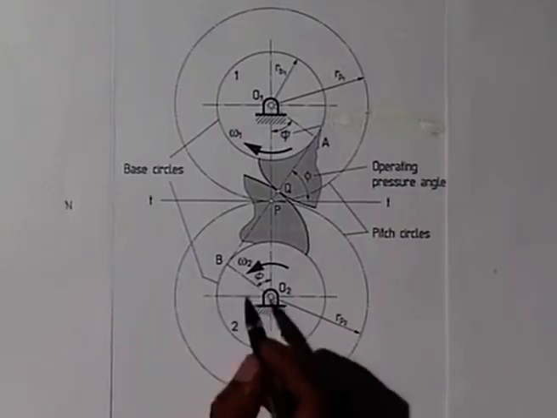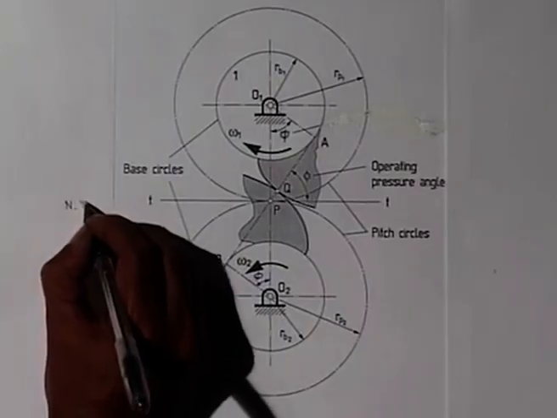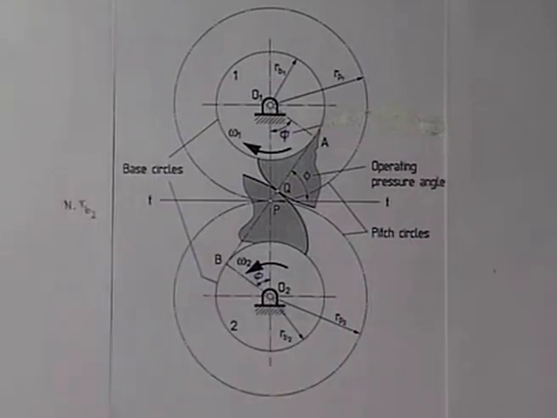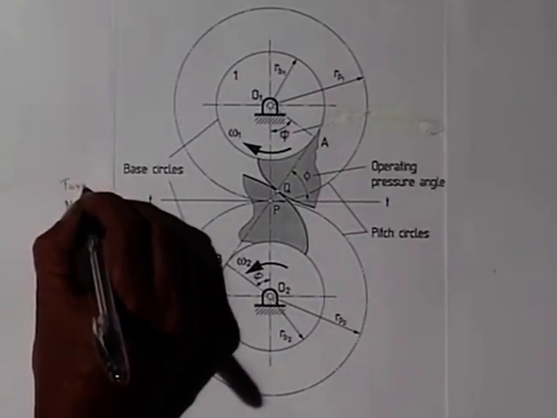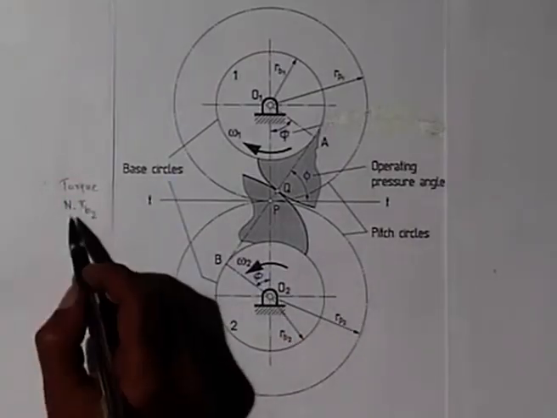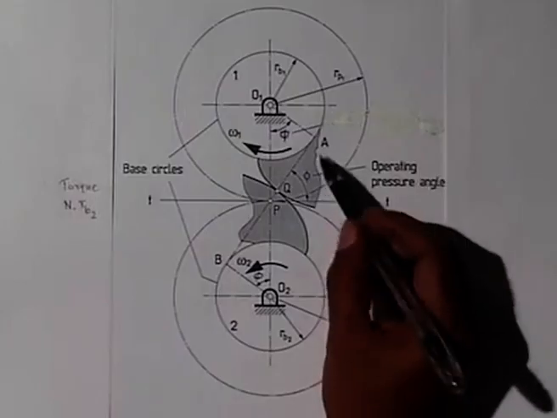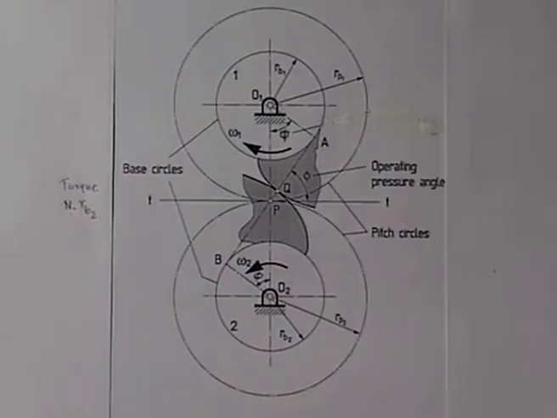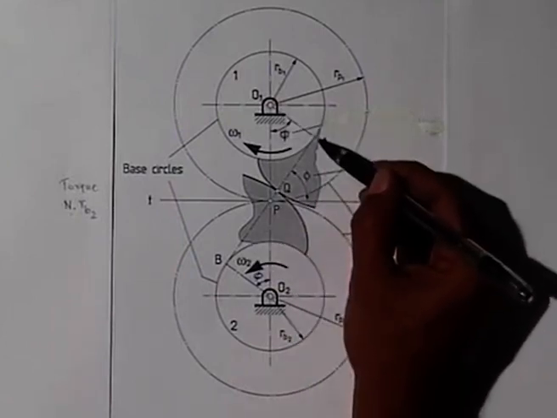So, the torque acting on this gear 2 is N into RB2, and this is the torque that is transmitted to gear 2. Now, if this torque remains constant, then N remains constant, because RB2, the base circle radius, is constant. If N remains constant, then both the magnitude and direction of this force N remain constant, which means the bearing reactions here and here, because the same N is acting on this gear also.